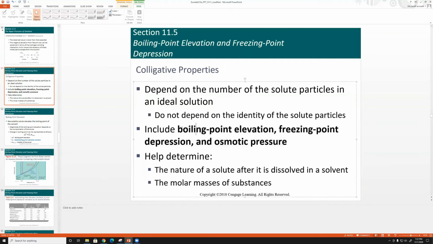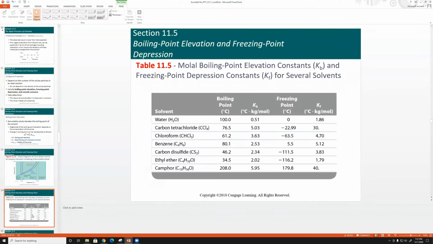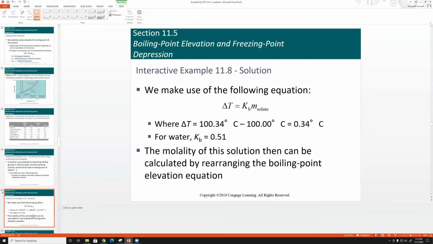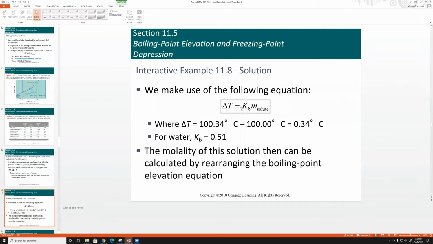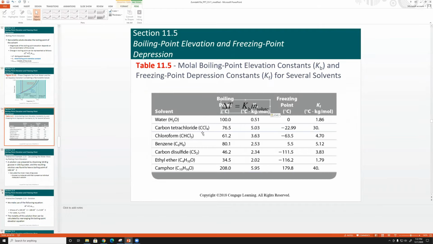So there are equations that govern all of these, and let's just go into them. Now, where are the equations? There they go. So here's one. We'll talk about it. I'll put it up here. So here's the equation for both boiling point elevation and freezing point depression.